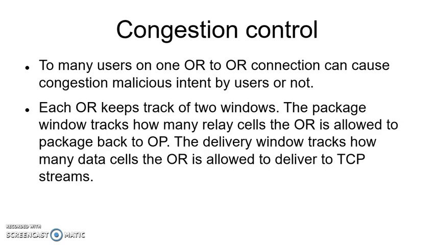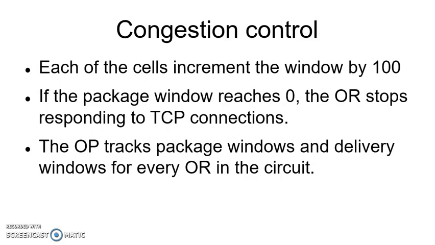Each onion router keeps track of two windows. The package window, which tracks how many relay cells the onion router is allowed to package back to the onion proxy, and the delivery window, which tracks how many data cells the onion router is allowed to deliver to TCP streams. Each cell increments the window by 100, similar to other congestion control mechanisms.